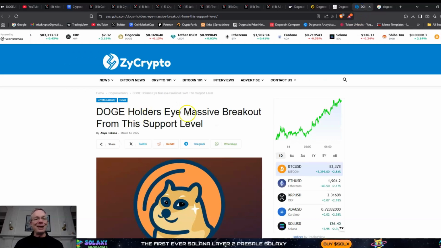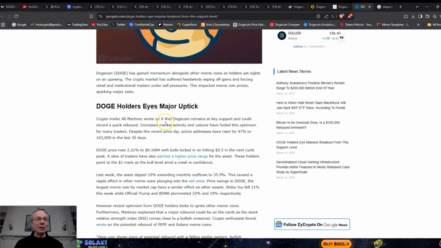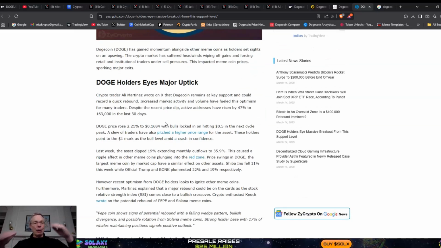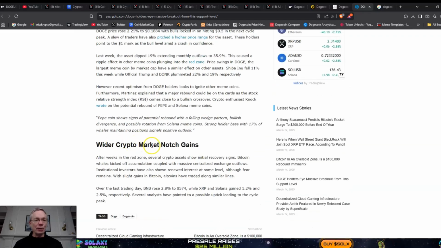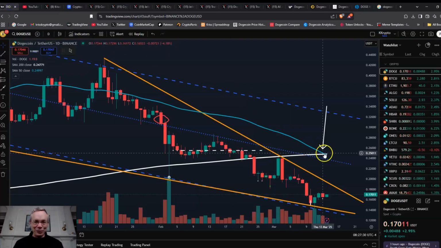One more, Doge holders eye massive breakout from this support level. Again, a lot of people looking at where are different support levels for Dogecoin, and most are showing signs of rebound, and the wider crypto market as well looks set to move up. So from Bitcoin to Dogecoin to the wider crypto network, a lot of bullishness despite what's looking like a death cross, not only for Doge, Solana, and many others also experiencing these death crosses. And I say, they're just lines crossing on a chart. Not a big deal. The news will always overcome those lines.